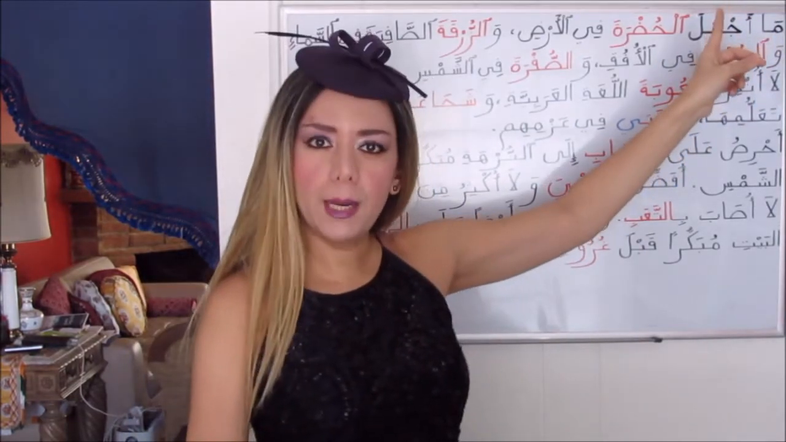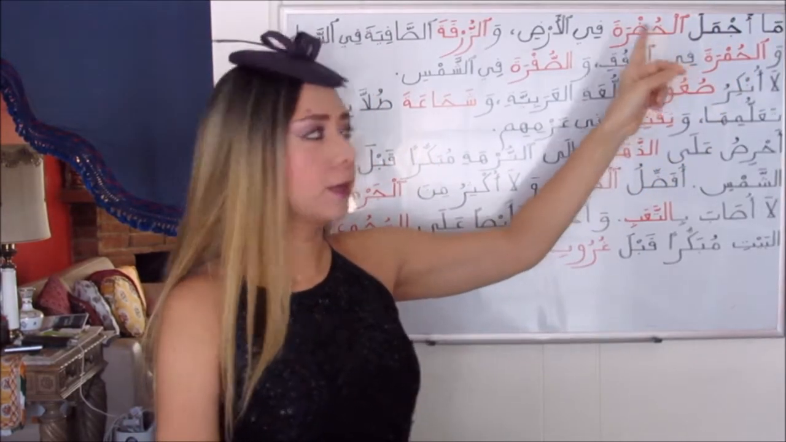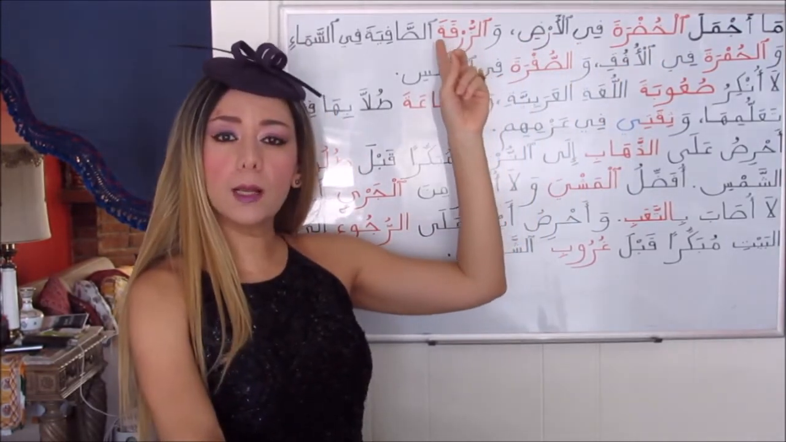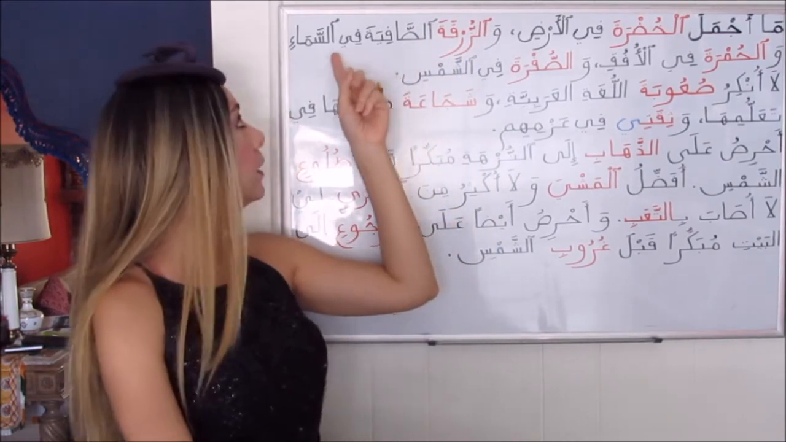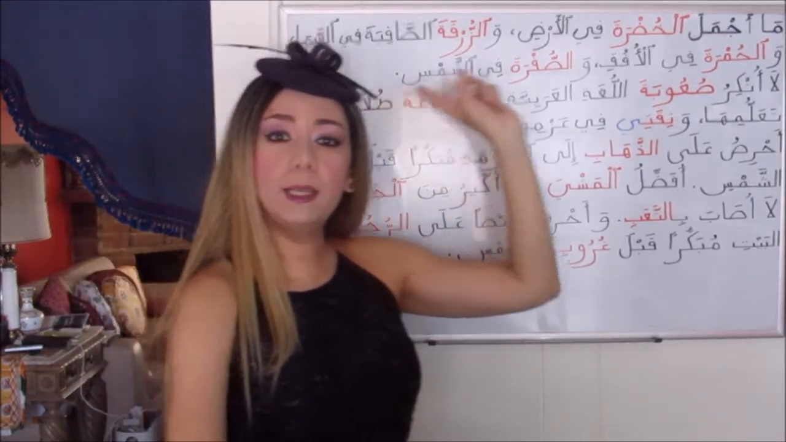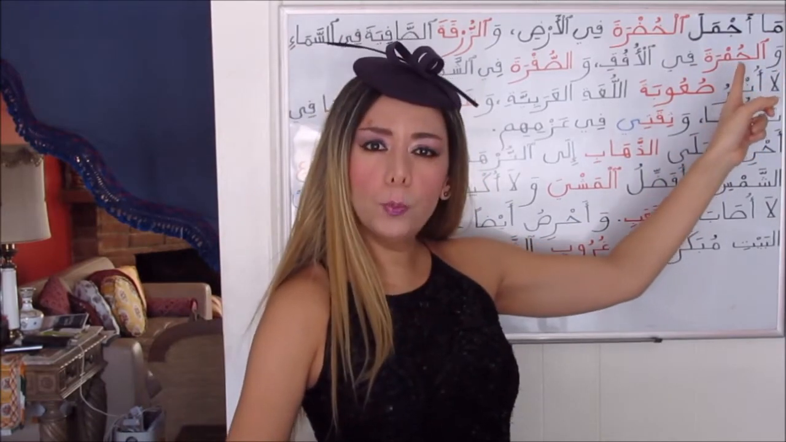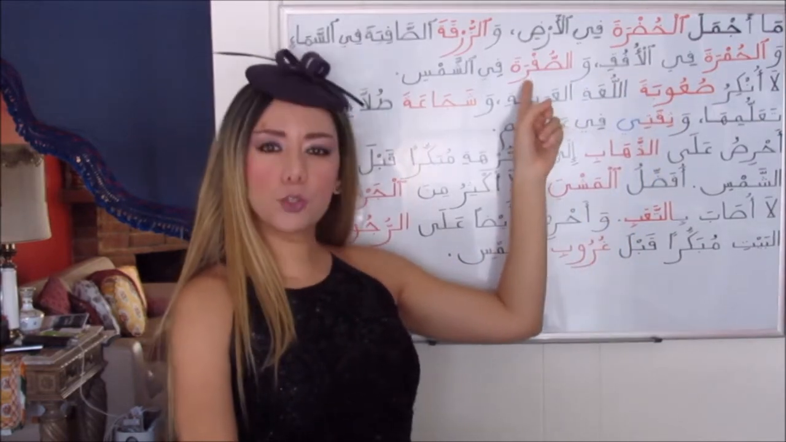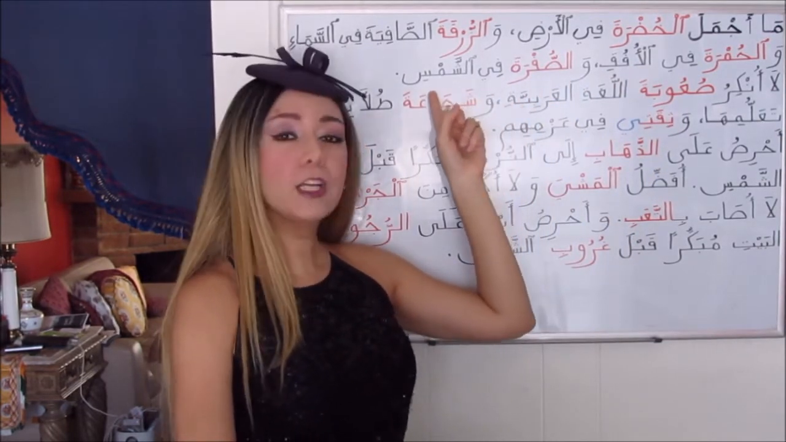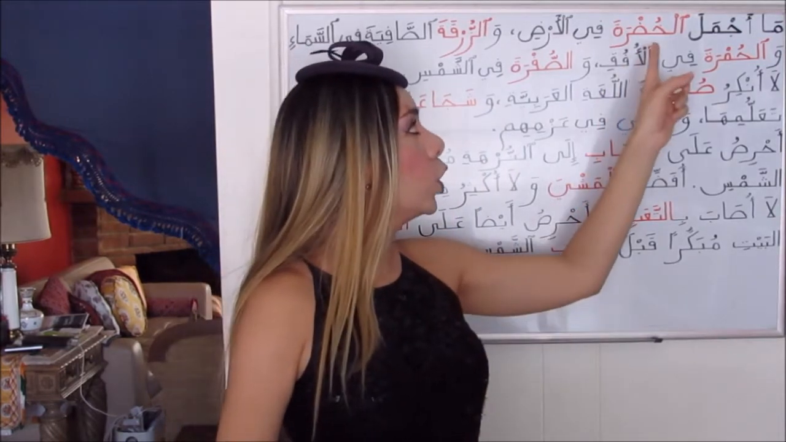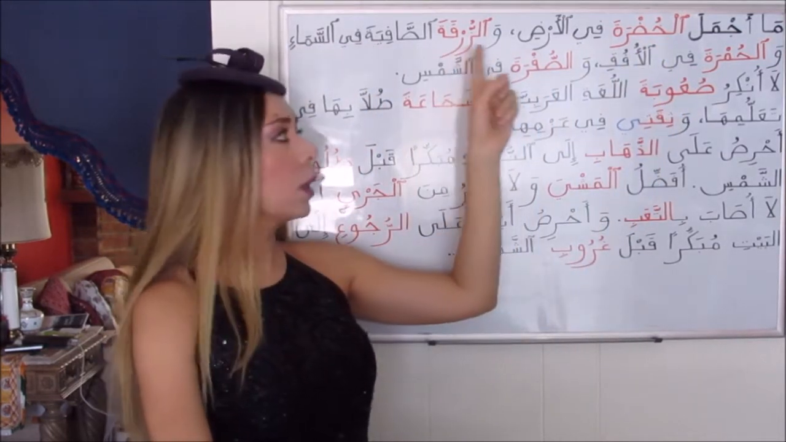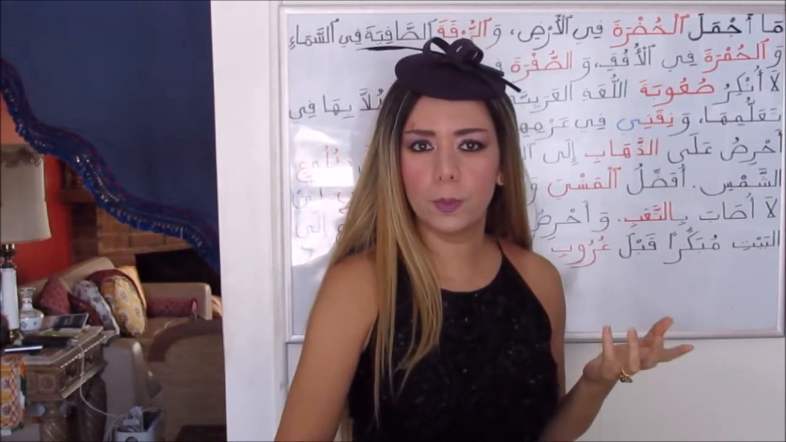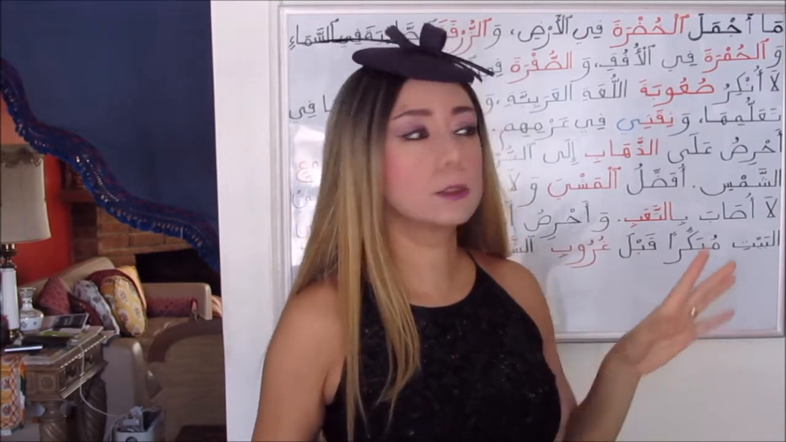ما أجمل الخضرة في الأرض والزرقة الصافية في السماء والحمرة في الأفق والصفرة في الشمس. So we have الخضرة, الزرقة, الحمرة, الصفرة. All these verbal nouns are referring to colors.